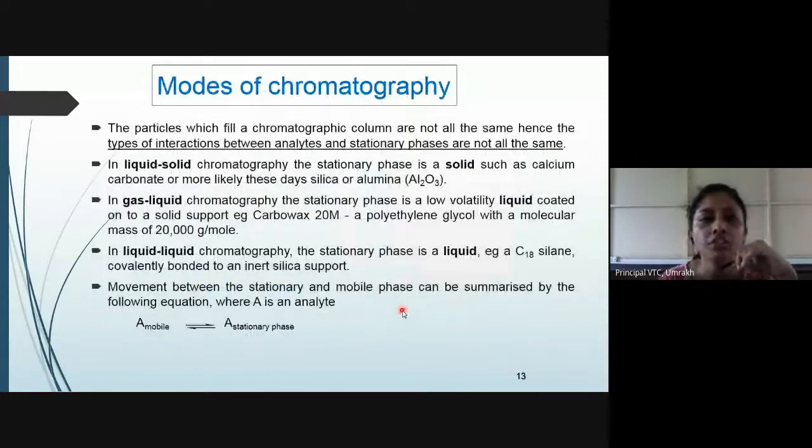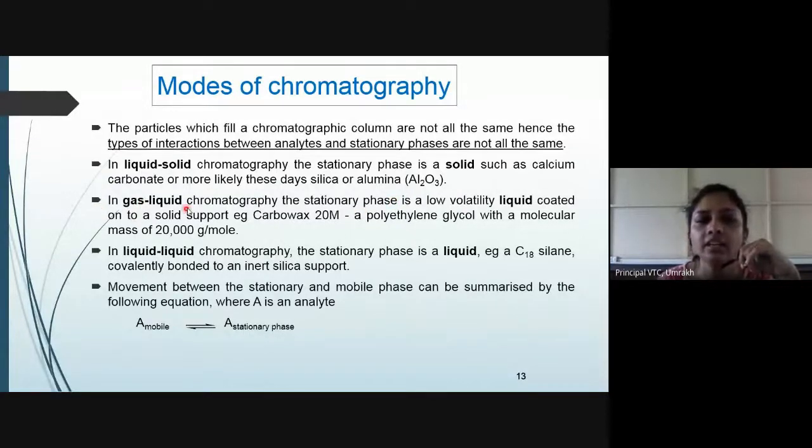So, modes of chromatography. Whenever we are performing chromatographic separation, the separation might not be achieved through the same interaction. There will be different kinds of interaction between analytes and the stationary phase. There is liquid-solid chromatography, when the stationary phase is solid, for example calcium carbonate, though calcium carbonate is not widely used nowadays. Instead of that, we use silica or alumina as the solid stationary phase.